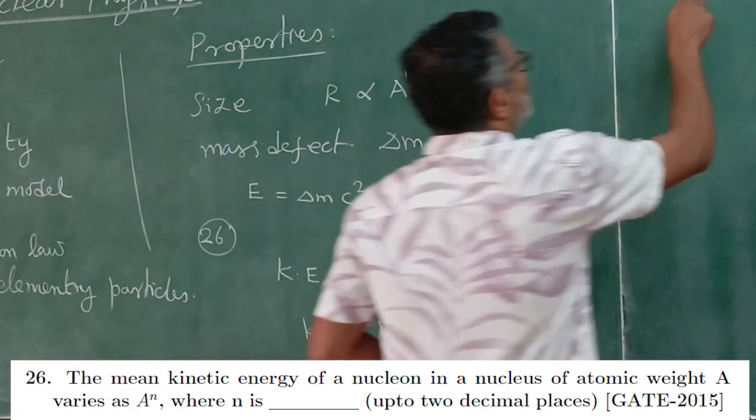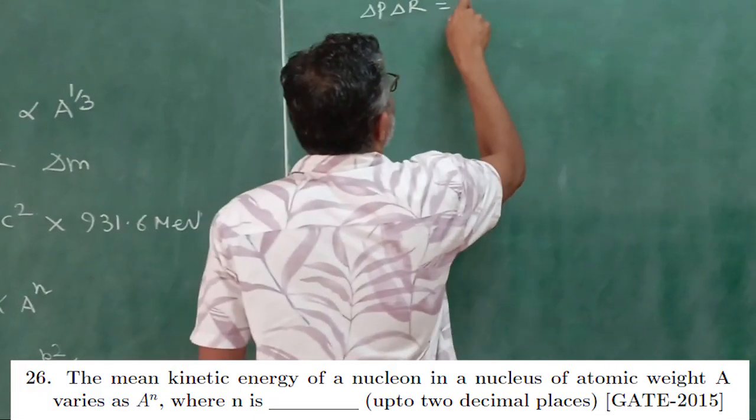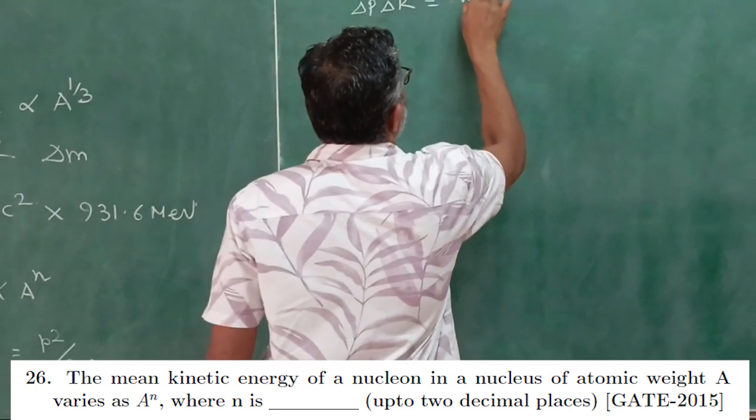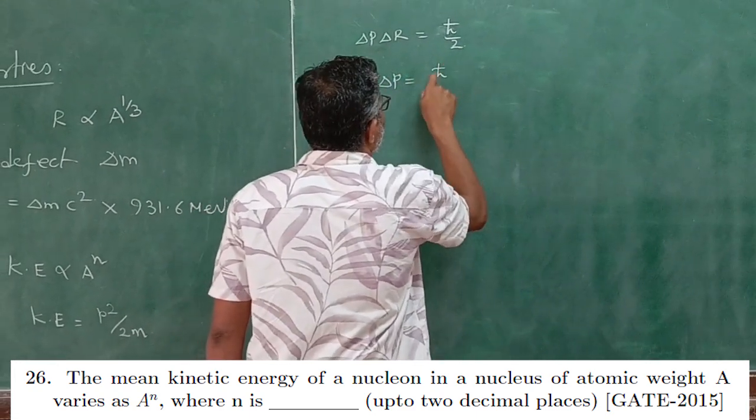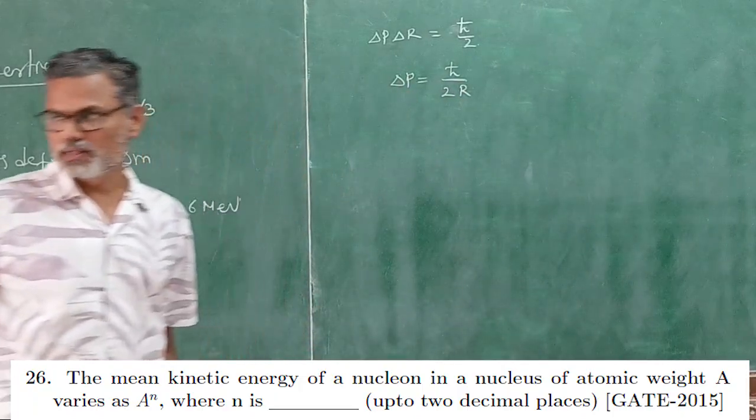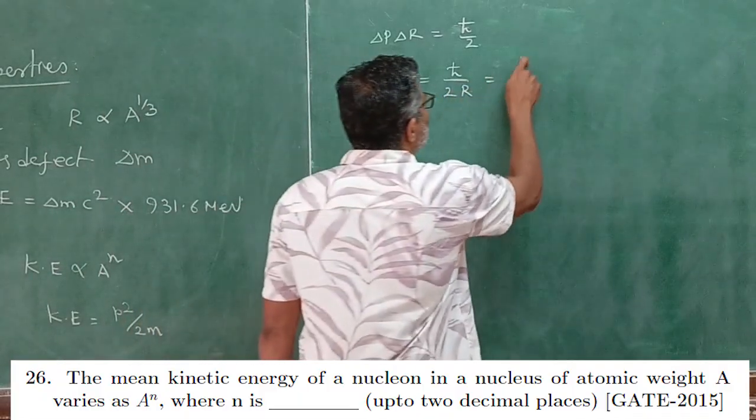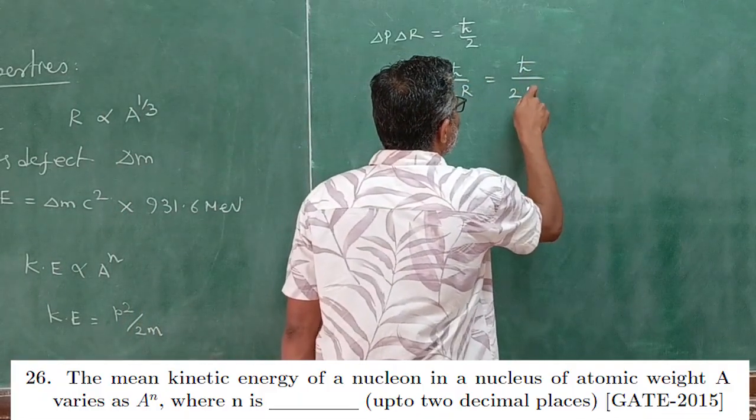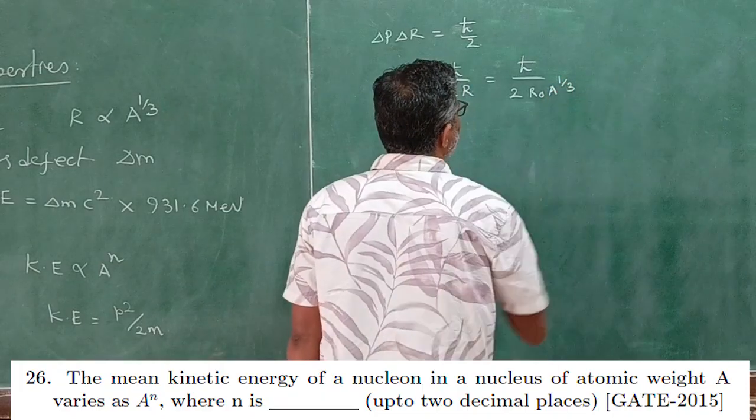The p value you can get from the uncertainty principle: delta p times delta r is equal to h cross by 2. So delta p is h cross divided by 2 times delta r, the dimension. The radius r value is r naught A to the power of 1 by 3, so delta p is h cross divided by 2 r naught A to the power of 1 by 3.